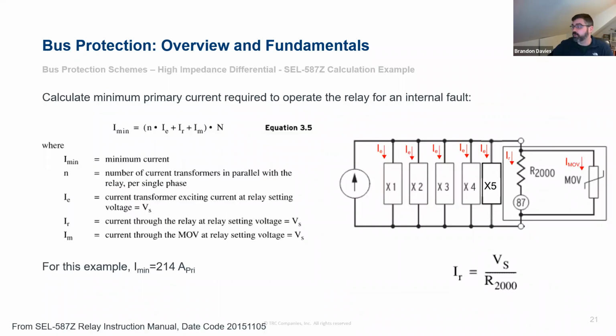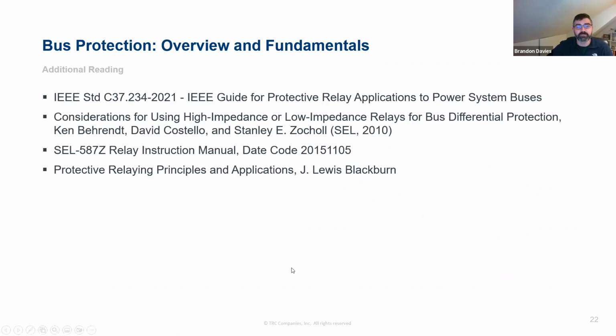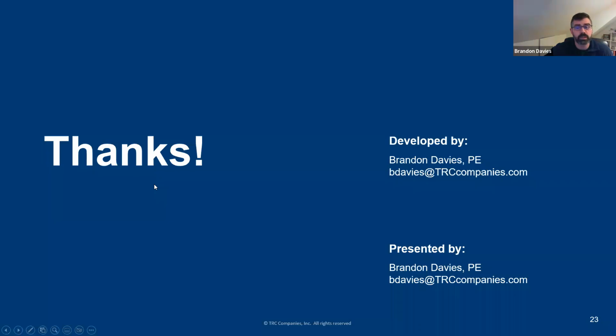So that's all I had for that. It's actually convenient timing because I timed this one out just about right. So I did include a few examples here. This is all the stuff I borrowed figures from, but it's a lot of really great information if you're ever working on a bus application. The IEEE guide for protective relay applications, power system buses is a great resource. There are some really great papers Schweitzer's put out on these topics. And then obviously the instruction manual for the relay is a great resource as well.